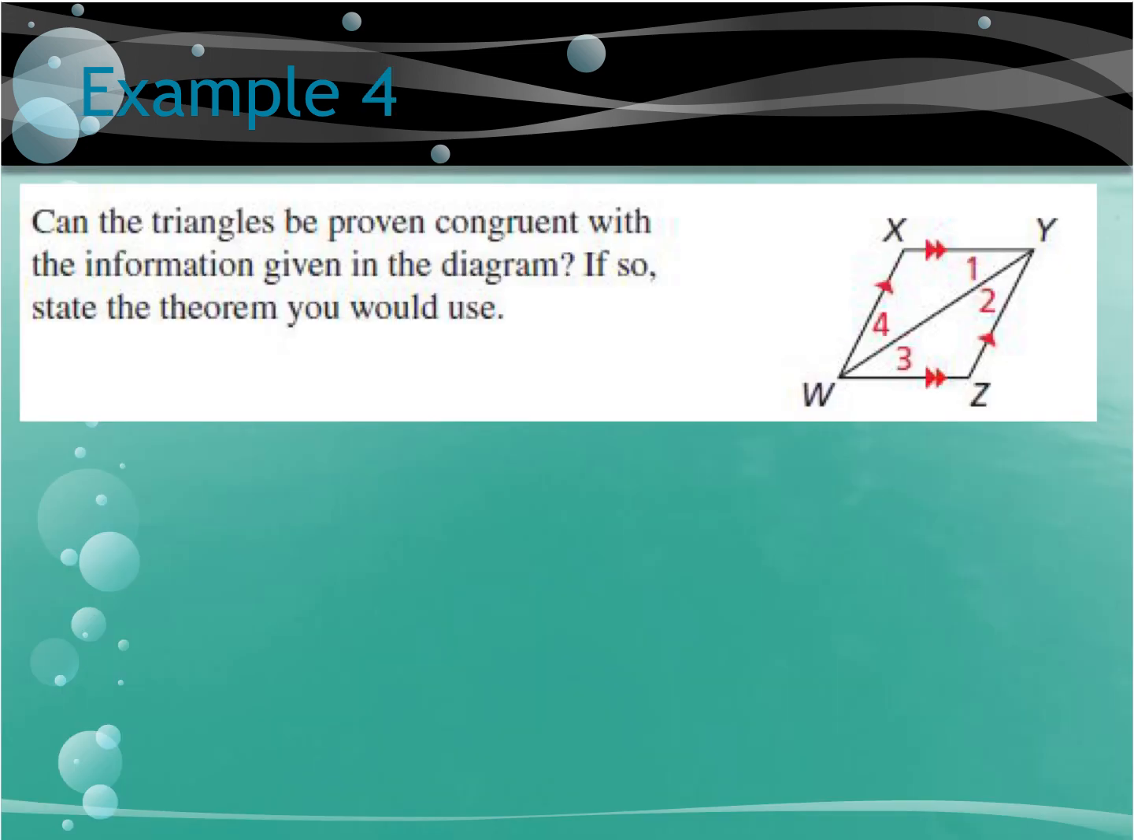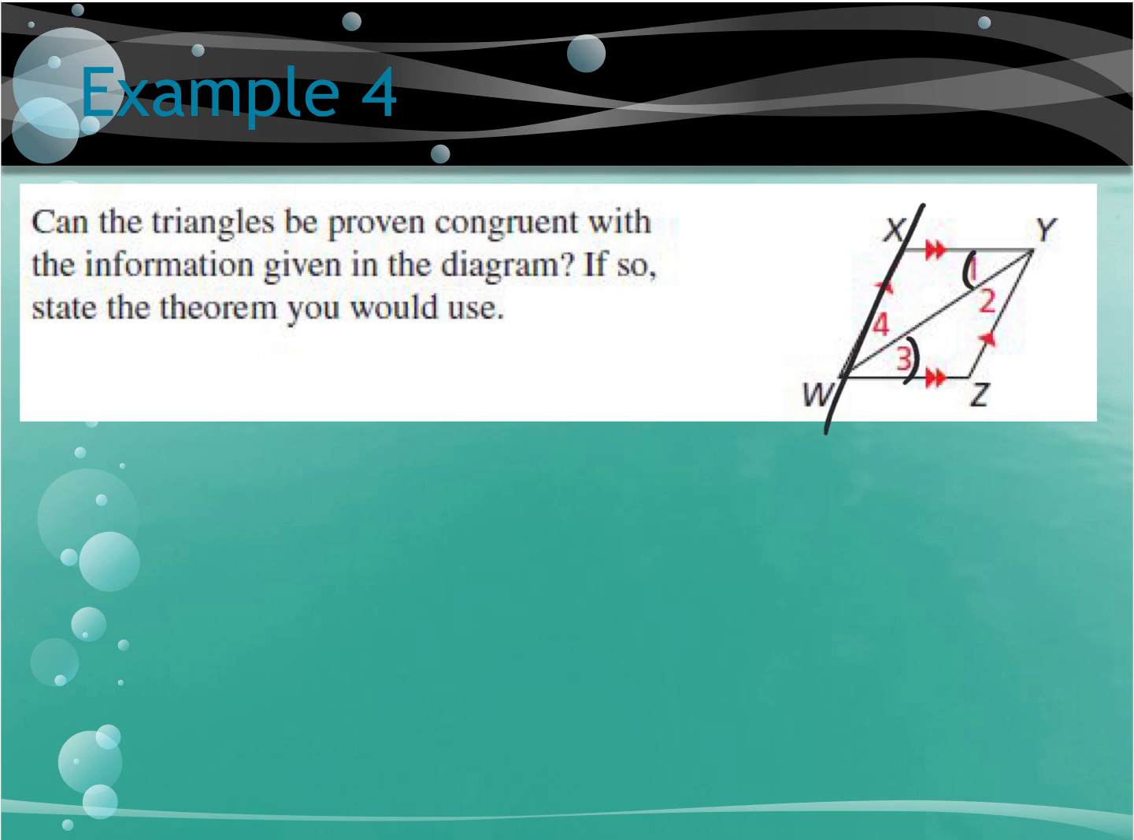Now, can the triangles be proven congruent with the information given in the diagram? If so, state the theorem you would use. Now, I don't know if you remember the transversal theorems, these two are parallel, and this is a transversal, therefore 1 and 3 are congruent. Do you remember that? Now I'm going to erase it to mark 1 and 3 as congruent.